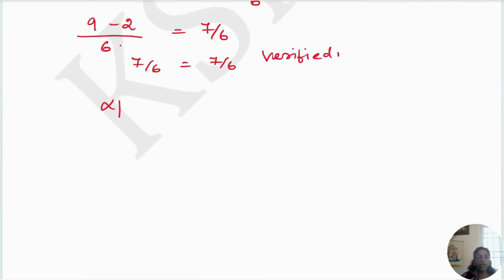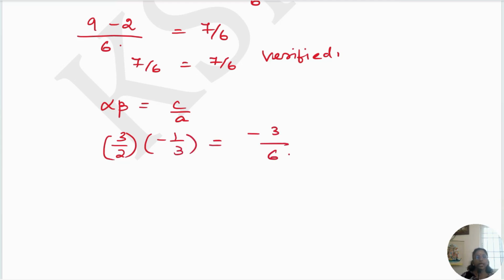For alpha into beta, product of zeros, C by A. So 3 by 2 times minus 1 by 3 and here C value is minus 3 and A value is 6. So you can cancel these two. So minus 1 by 2, here also you can reduce your value. So minus 1 by 2. So minus 1 by 2 equal to minus 1 by 2. So hence verified. And for the fourth subdivision, 4u square plus 8u.